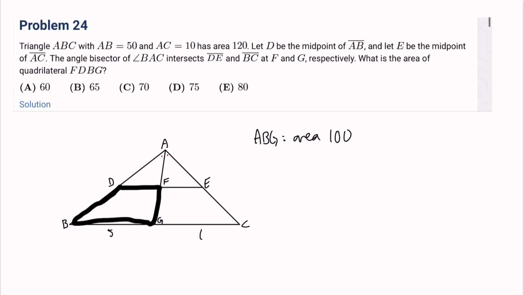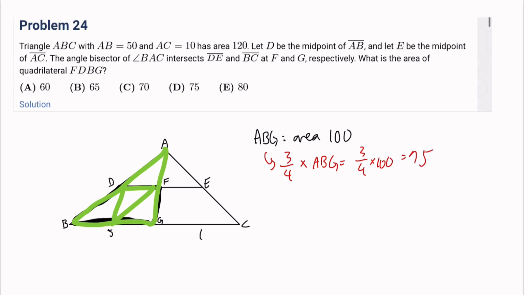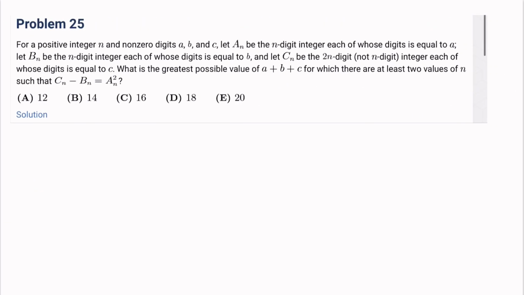Then it asks for the area of FDBG. But if you see, FDBG is 3 over 4 times ABG, because if we just divide ABG with parallel lines like that, then this area is 3 over 4 of the whole thing. So 3 over 4 times 100 is 75, so the answer is D.